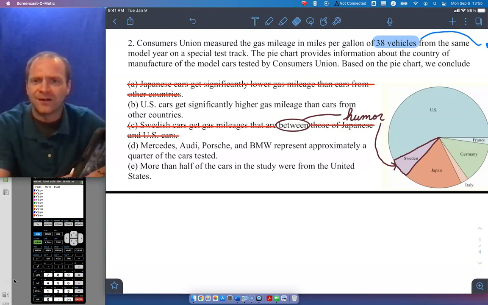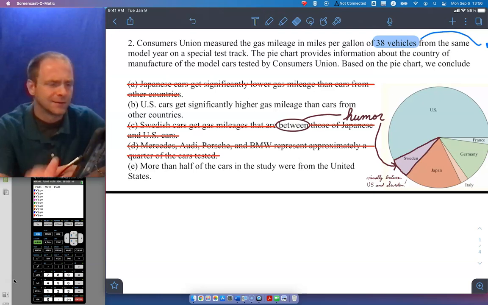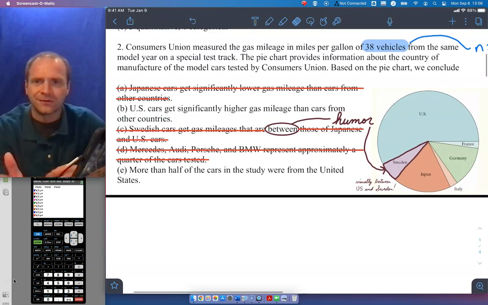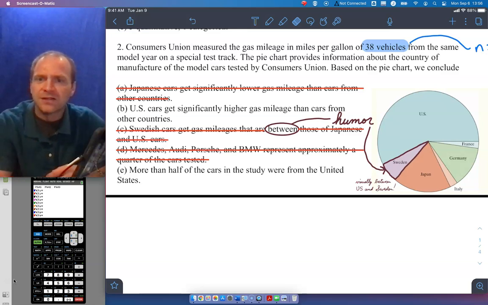D: Mercedes, Audi, Porsche, and BMW represent approximately a quarter of the cars tested. Well, we were given no information about what the models were, so that's going to be gone. E: More than half of the cars in the study were from the United States. Well, that sounds true. So which is it, B or E?